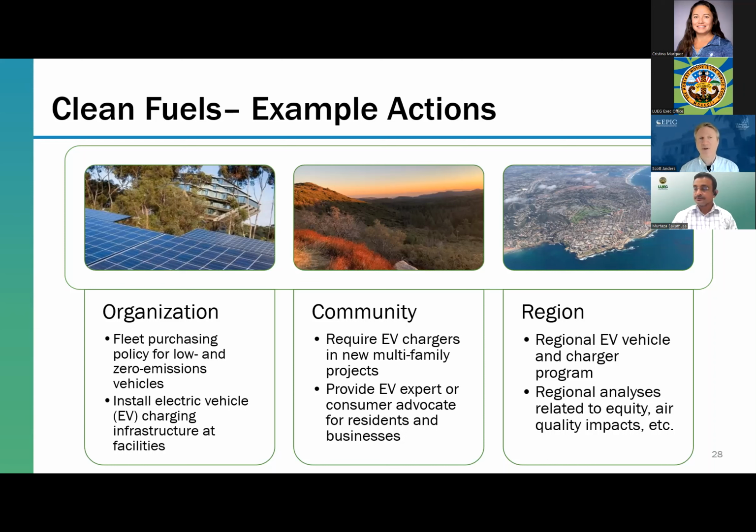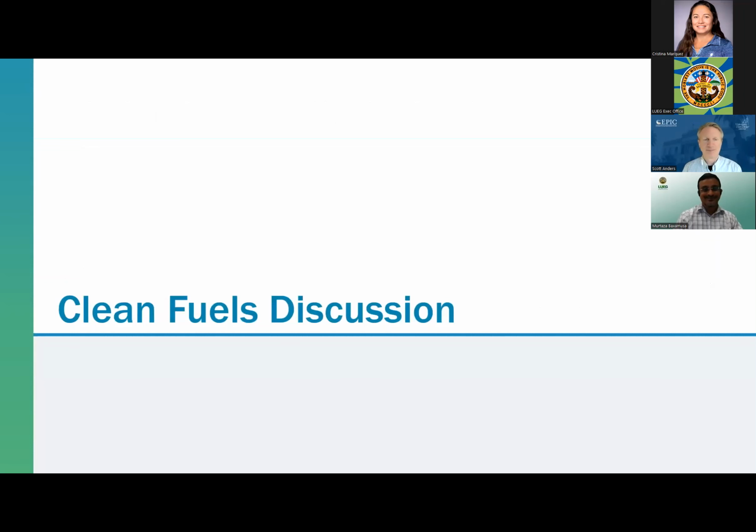So these are just some examples of the type of actions we're looking for: very specific or very actionable suggestions that we can include in the playbook. So Murtaza, with that, I'll hand it back to you. Thank you, Scott. So for this topic, once again, Scott gave us some examples of what we can do at a local level, individually, at a governmental level, and as a community.